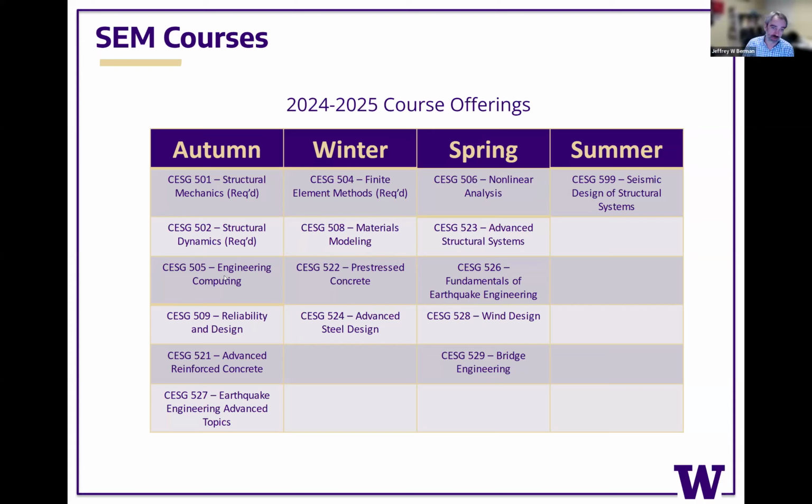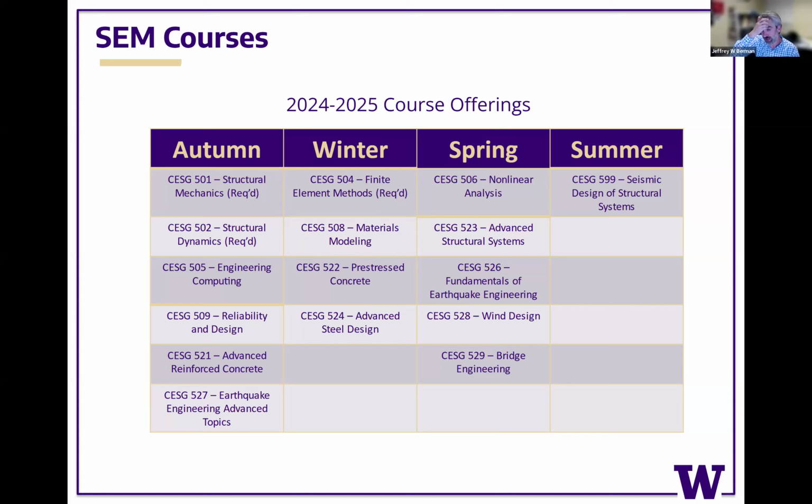And so we have a few additional offerings in the autumn. In the winter, there is one of those required classes and then a series of those electives, including materials modeling, pre-stressed concrete, and advanced steel design. And then in spring, it is just electives.